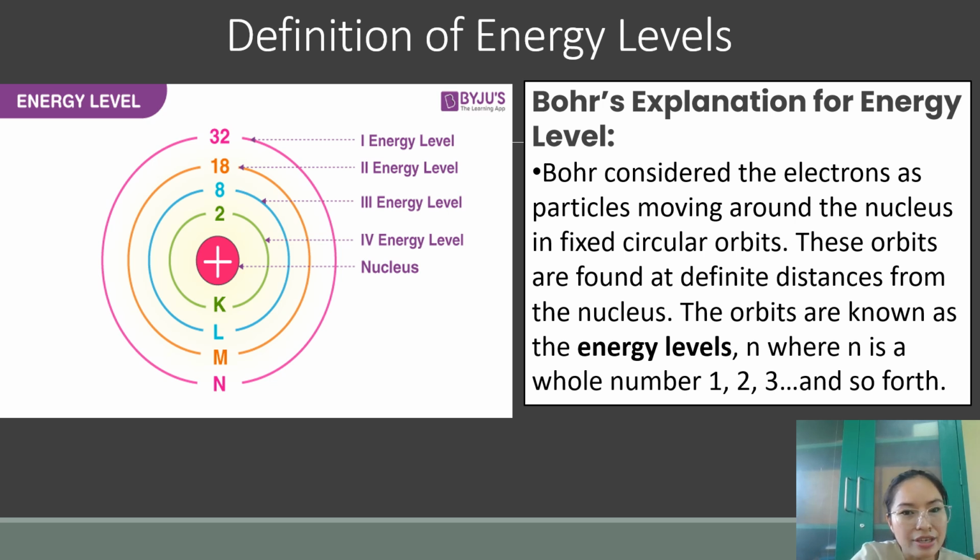The definition of energy levels is based on Bohr's explanation, in which he considered the electrons as particles moving around the nucleus in fixed circular orbits. We can see in the diagram of energy levels the colors green, blue, orange, and violet. So these are the orbits. And these orbits are found at definite distances from the nucleus, known as energy levels, 1, 2, 3, and so on and so forth.